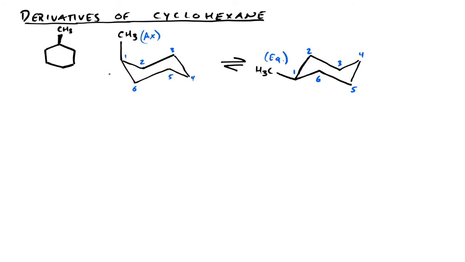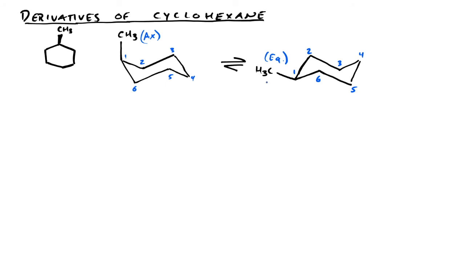So the chair flip process occurs here. That methyl group moves from axial to equatorial. But note something extremely important, and I see students mess this up all the time. It's still going up. So the methyl group, relative to the center of the cyclohexane ring, still has an upward arrangement. It's upward axial, and it's upward equatorial. It does not switch to going down. If you begin up, you stay up. But you go from axial to equatorial, or from equatorial to axial.